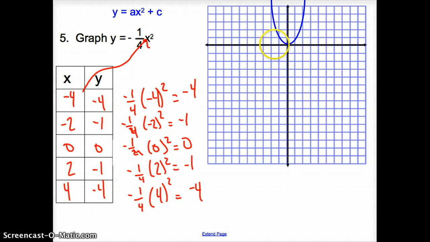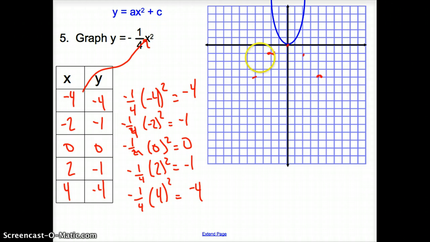So I have negative 4 over 1, 2, 3, 4, and then I have to go down 1, 2, 3, 4. Put a point. Then we put a point at negative 2, negative 1, and we try to draw a point there. And then we go 0, 0, then positive 2, down 1, and then a positive 4, down 4.